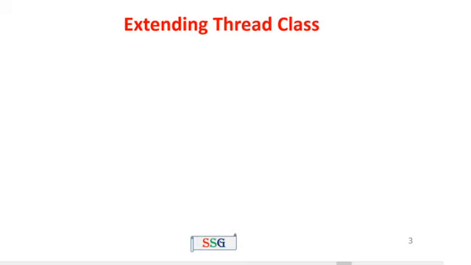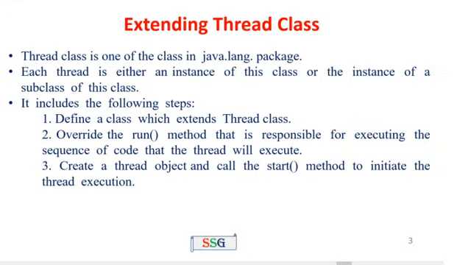Okay. The first one, extending the Thread class. Here the Thread class is one of the classes in the java.lang package. Each thread is either an instance of this class or an instance of a subclass of this class. Next, extending the Thread class contains three major steps. The first step, define a class which extends the Thread class. Second, override the run method. Third, create the thread object and call the start method to initiate the thread execution.